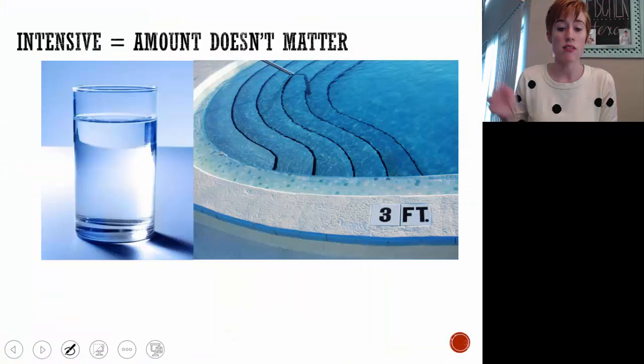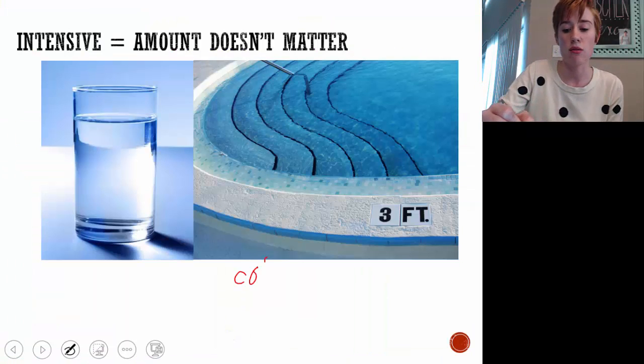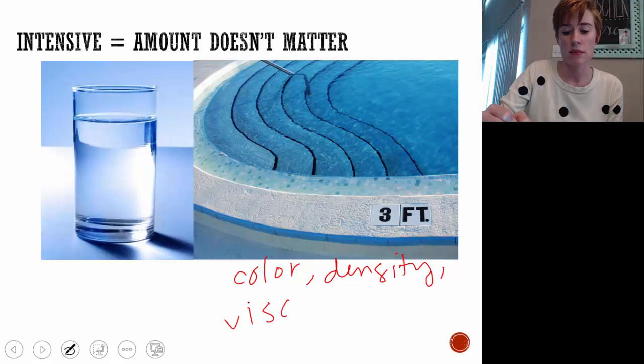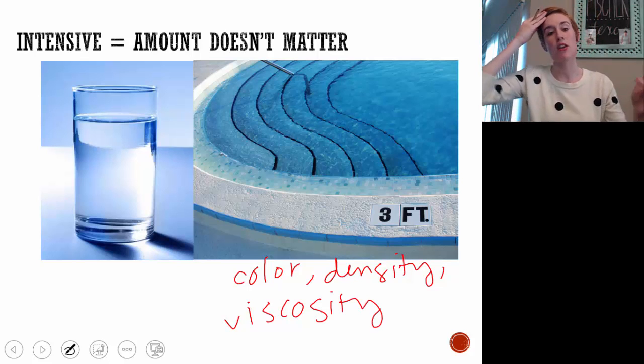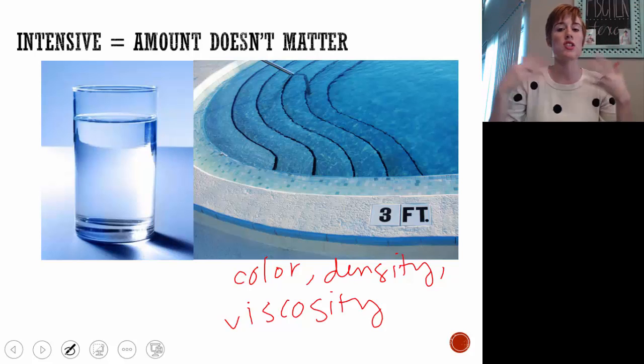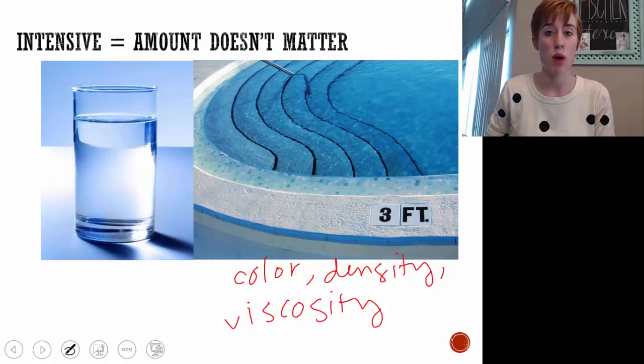Some examples of intensive properties would be like the color of water, density will always stay the same no matter how much you have. What about viscosity? Viscosity is how the liquid flows. It doesn't matter if I have a bunch of liquid or a little bit, it should flow the same way. Any kind of boiling point or melting point are other examples of intensive properties.